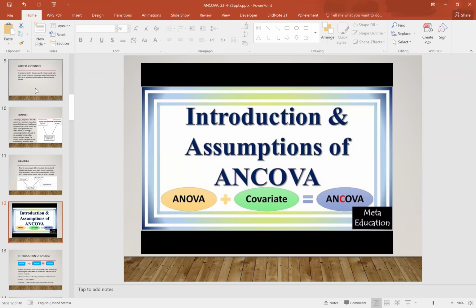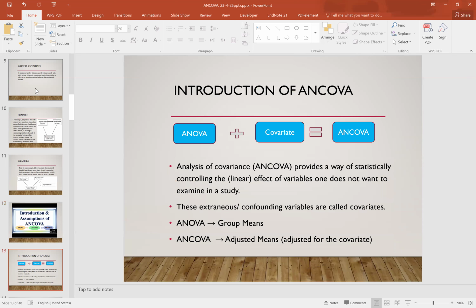Introduction and assumption of ANCOVA. ANOVA plus covariate is equal to ANCOVA. Analysis of covariance. ANCOVA provides a way of statistically controlling the linear effect of variables one does not want to examine in a study. These extraneous confounding variables are called covariates.